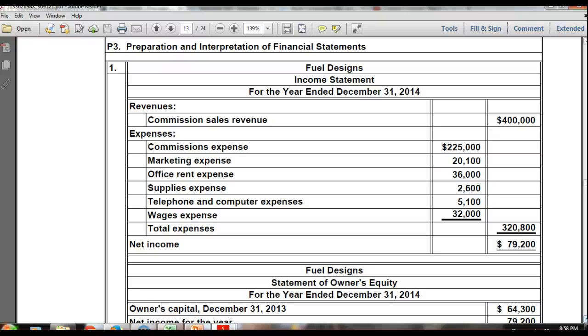So your net income here should be $79,200. Tell me when I can move on.